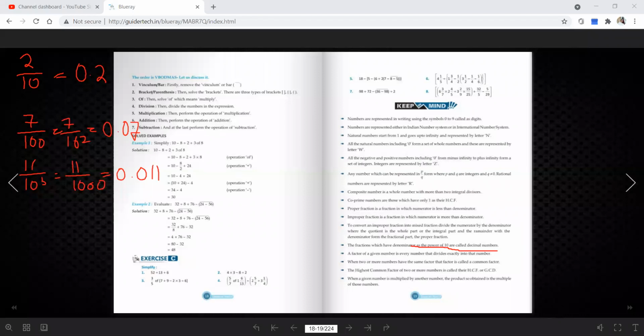So if the denominator of a fraction is a multiple of ten, we can easily convert it into a decimal number. This point is very important. To convert any fraction to a decimal number, we need the denominator to be a power of 10. And one more point was there. Let me just see.